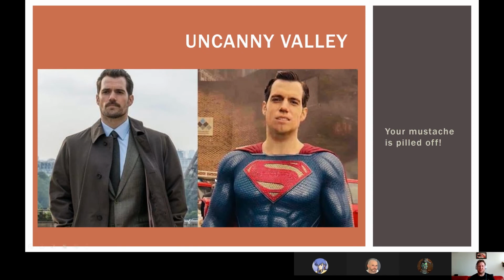This is Superman, Henry Cavill. And if you know the story of the Superman movie, there was a reshoot. Henry Cavill had already been signed for another movie and he had a mustache. He was unable to shave off the mustache because of the lawyers, whatever. So what they did, they created a CG face and removed the mustache digitally.